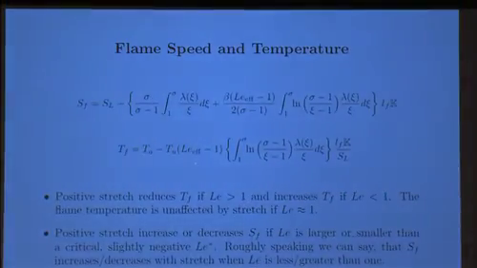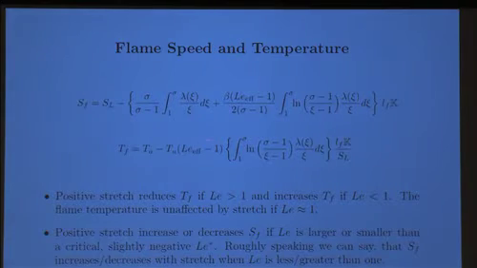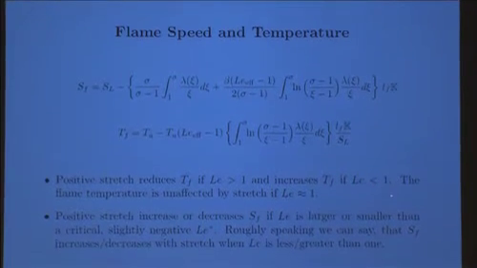So positive stretch will reduce the flame temperature if the Lewis number is bigger than 1, right? Because then this quantity is positive. And if the stretch is positive, it will reduce it. And it will increase the flame temperature if the Lewis number is less than 1.